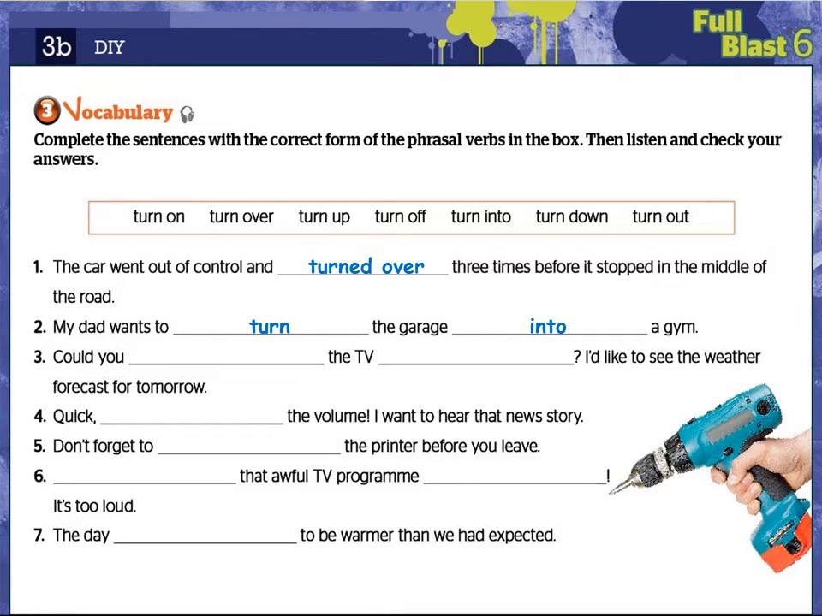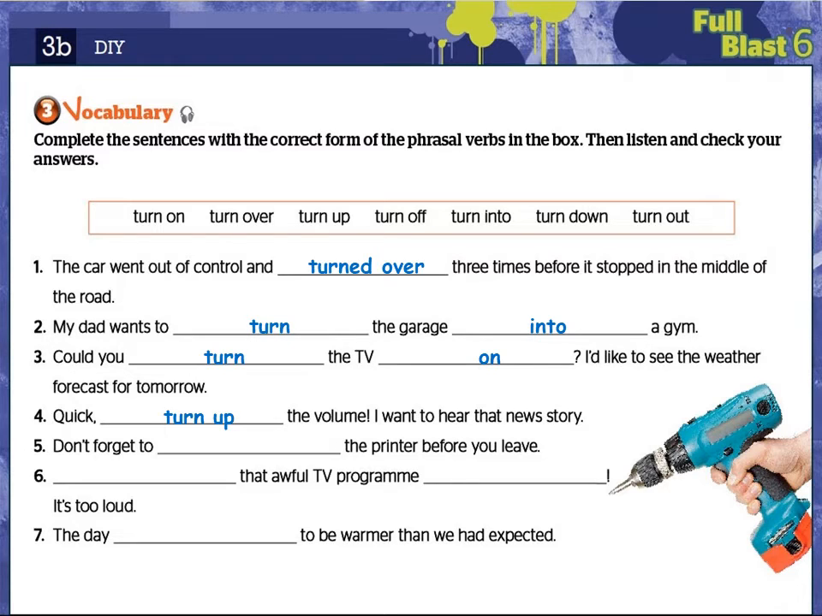Three, could you ___ the TV ___? I'd like to see the weather forecast for tomorrow. The answer is turn on. Four, quick, ___ the volume. I want to hear that new story. The answer is turn up.